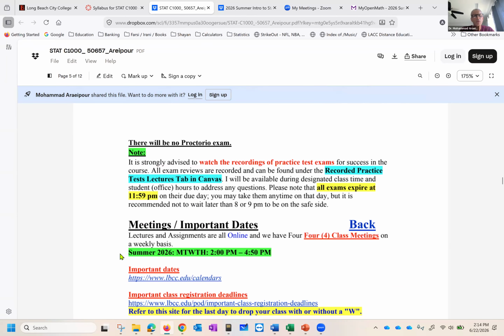Now, I want to make sure everybody understands what's happening. There is no proctor. I'm assuming everybody is here because they want to learn. And there's a pledge I expect everybody to take when they take the exam, and you take the exam on your own.